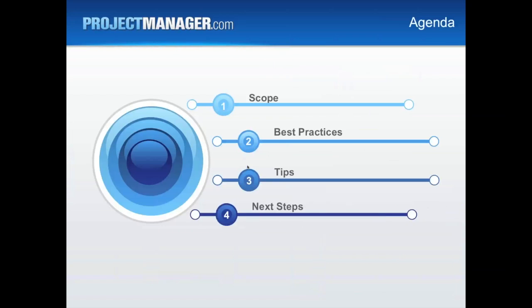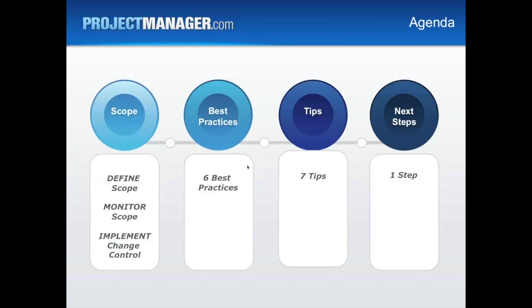So let's take a look at what we're going to be talking about. Scope is a subject that we could talk about for days, and I could give different scenarios, lessons learned, and I know you could as well. So we're going to talk about scope. We're going to talk about defining it. We're going to talk about managing it and implementing a change control process. We're going to include some best practices that we found and some tips that might help you along the way, and offer some next steps that might help you and guide you for your project. So if we look at scope, again, we're going to define it, monitor it, and implement change control along the way.